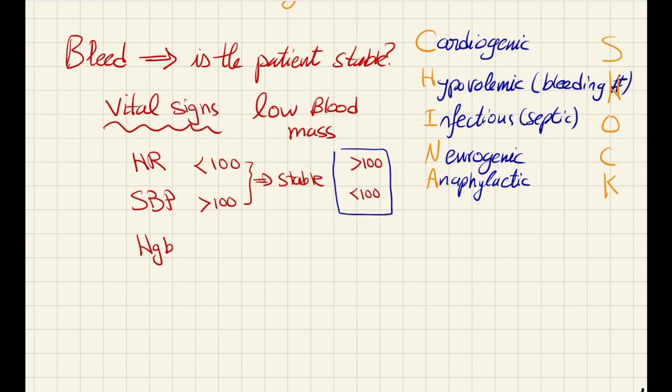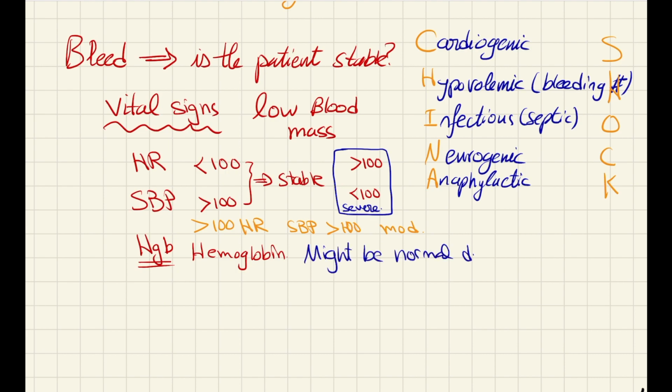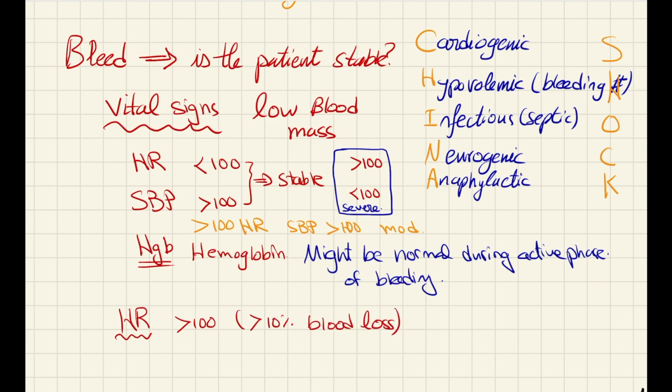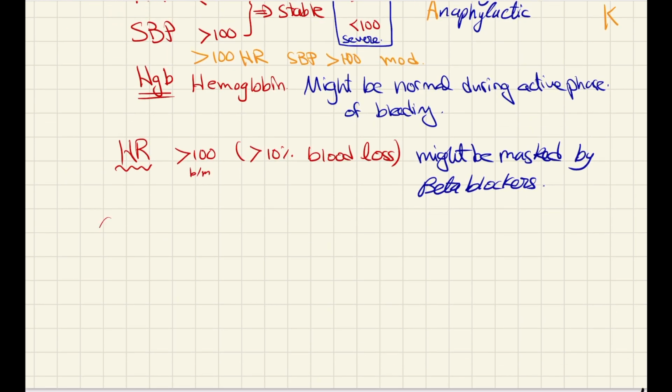A heart rate more than 100 and a systolic blood pressure less than 100 indicates we have a severe bleed. If the heart rate only is above 100 and the blood pressure is well controlled, then we have a moderate bleed. If the hemoglobin is taken, sometimes it might appear normal, especially in the acute phase of bleed, because the body has not yet reflected the changes in hemoglobin. So the first thing to change is the heart rate, then the systolic blood pressure, then the hemoglobin will drop. Always remember that a heart rate more than 100 means we have more than 10% blood loss. It might appear normal if the patient is taking beta blockers.